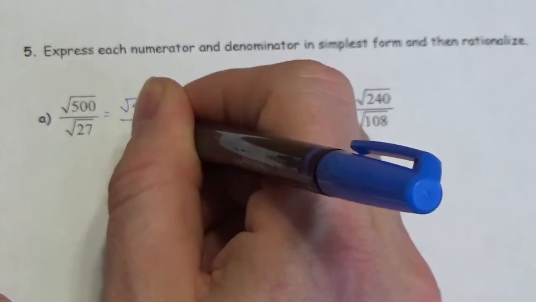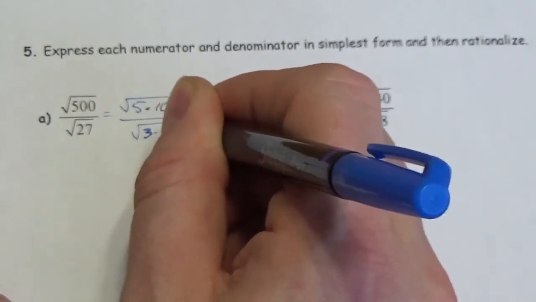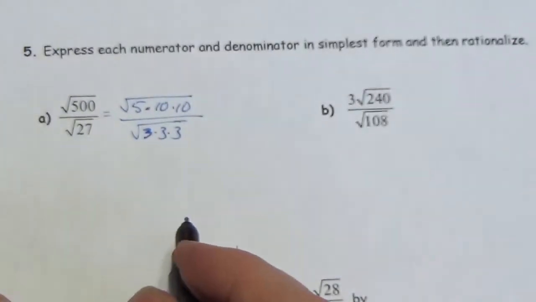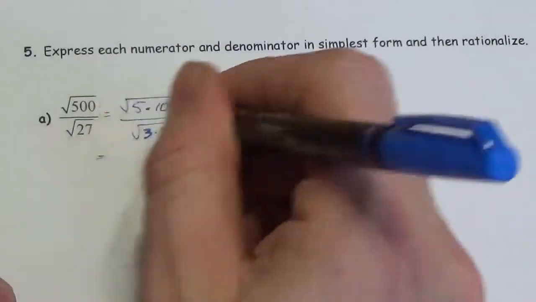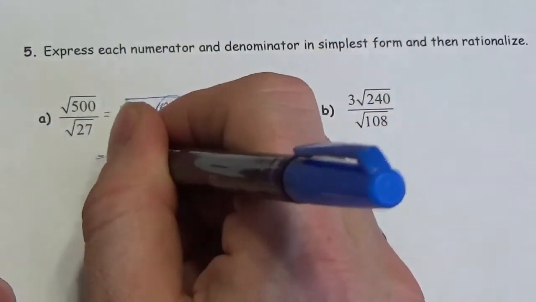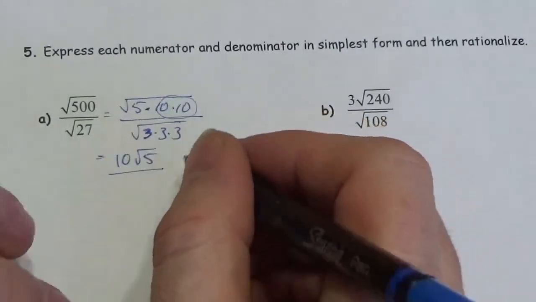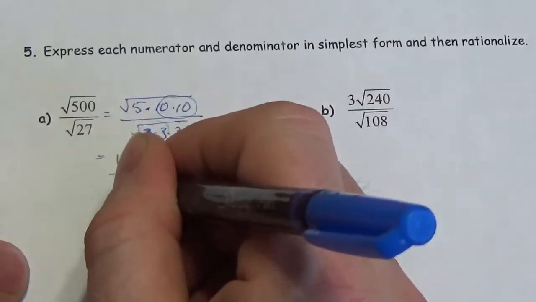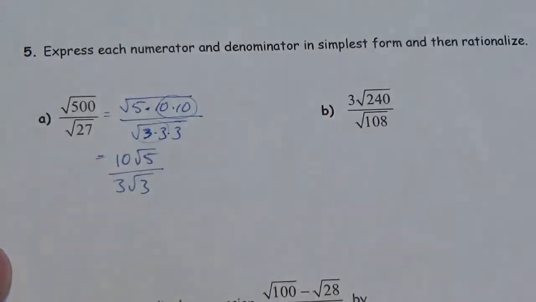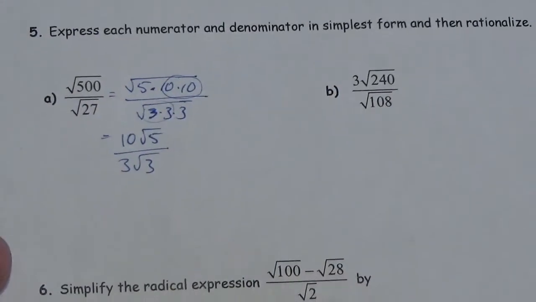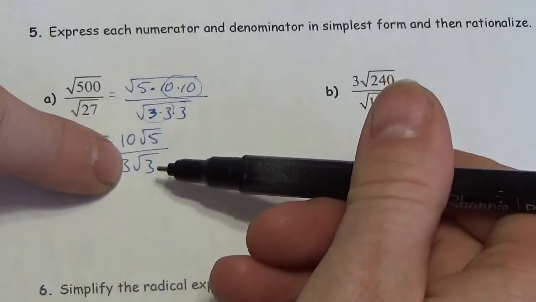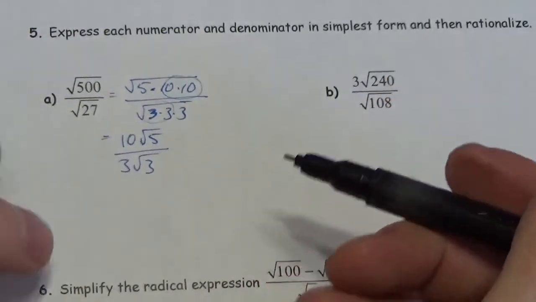And root 27, I've already seen a few times in this lesson. I know it's going to be 3 times 3 times 3. So I've got a pair of 10s there, so a 10 will come out, 10 root 5. In the denominator, I've got a pair of 3's, so I take out a 3, and there's a 3 left inside the radical. That looks good, except for that root 3 in the denominator, which I don't particularly like.